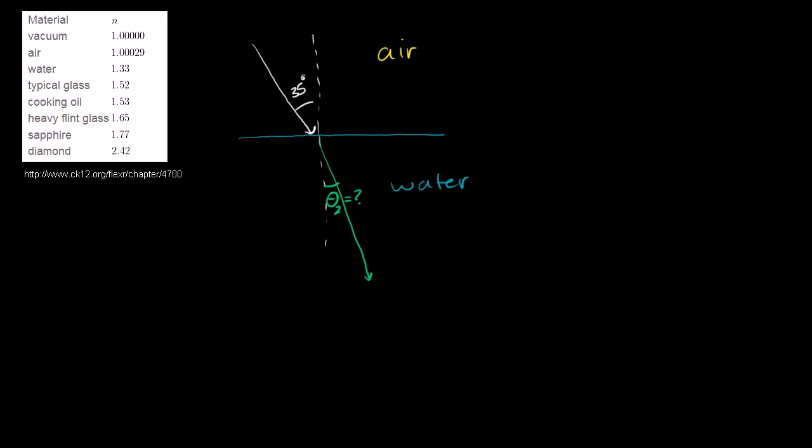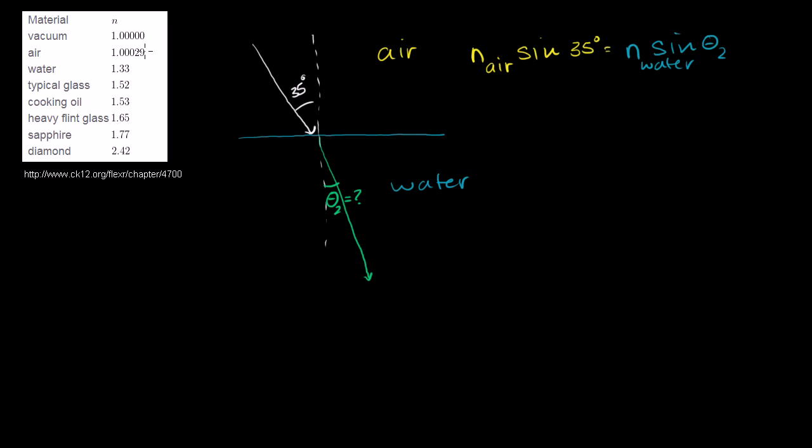And that just tells us that the refraction index for the first medium, so that is air, times the sine of the incident angle, in this case 35 degrees, is going to be equal to the refraction index for water, times the sine of this angle right over here, the sine of theta 2. And we know what the refraction index for air and for water is, and then we just have to solve for theta 2. So let's just do that.